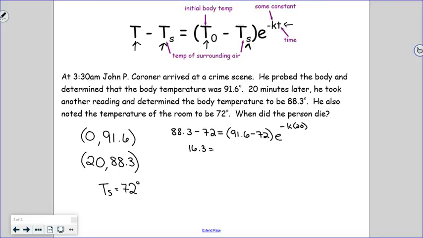Okay, and then I can do this part too, right? 91.6 minus 72. This is an exponential problem. So if we remind ourselves algebraically how I solve an exponential problem, I get that exponential term, e to the negative 20k, by itself, and then flip to logarithmic, right? Logarithmic and exponential always solve each other. So I would divide by that 19.6.